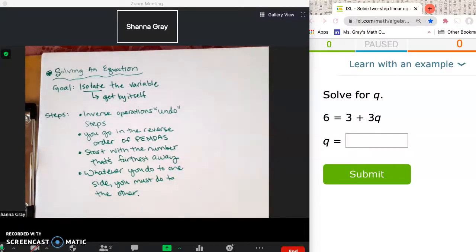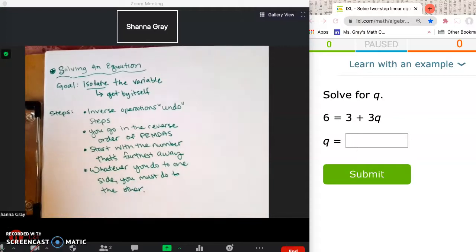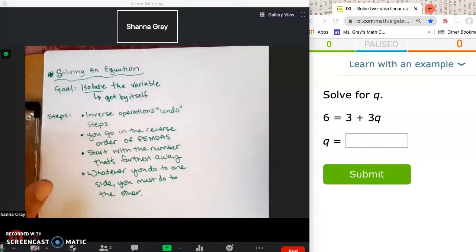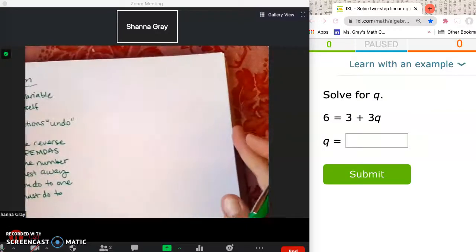So what I'm going to do is go through IXL and practice some of these problems. If you look on the right side of my screen, you can see there is a practice problem. So I'm going to come over here.